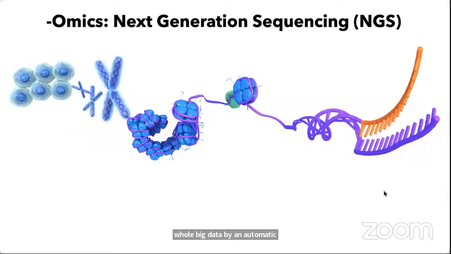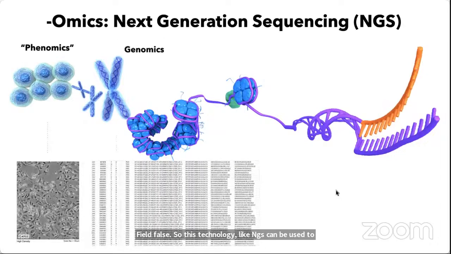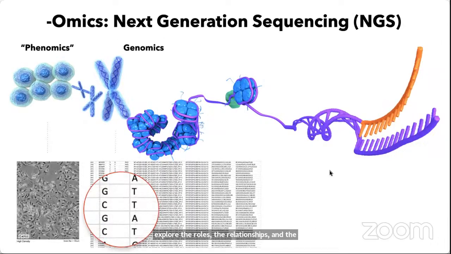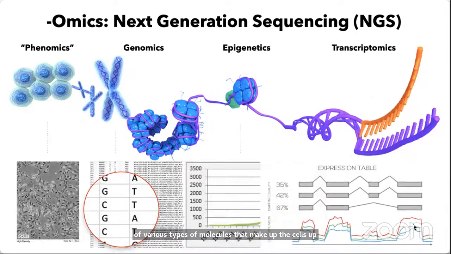field forward. So technology like NGS can be used to explore the roles, the relationships, and the actions of various types of molecules that make up the cells of an organism. And many types of these omics data can be generated using, as we know, right, the next generation sequencing technology. And we will also discuss in this program how this data can show detailed information about genomic variants, the patterns of gene and isoform expression, and the differences in the microbial communities that drive the differences in the disease biology.